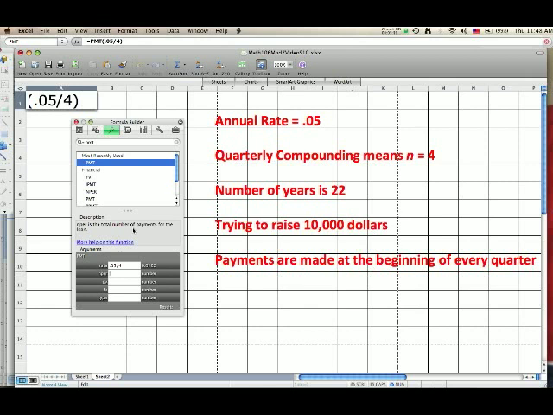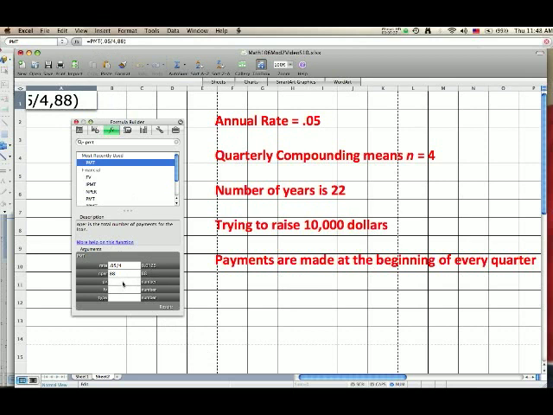They are compounding 4 times a year. Number of years is 22. They're making 88 payments on this. So we're going to put 88 in here. You can see again how that shows up inside the cell after a comma, and I don't know if you can see it inside the formula bar, but it is showing up there.